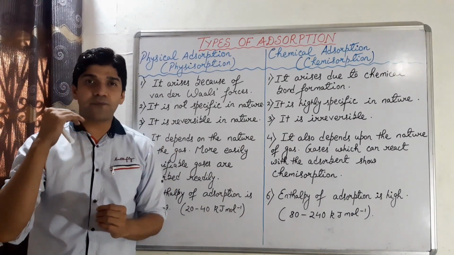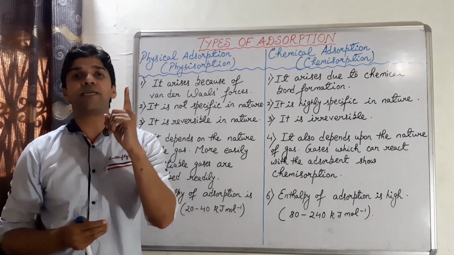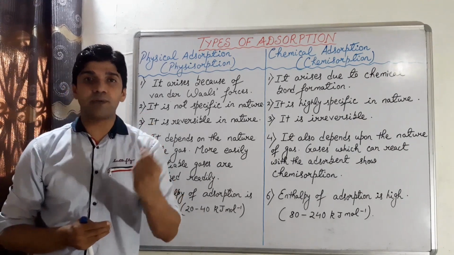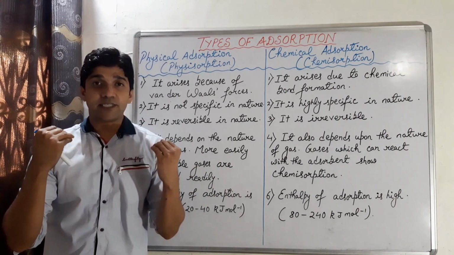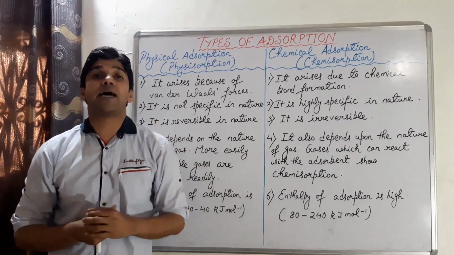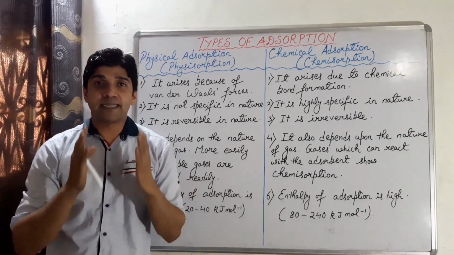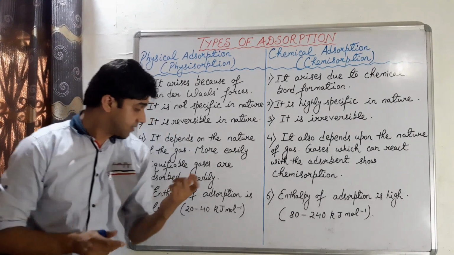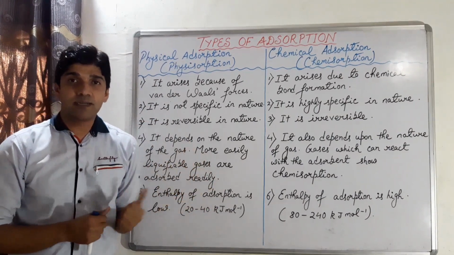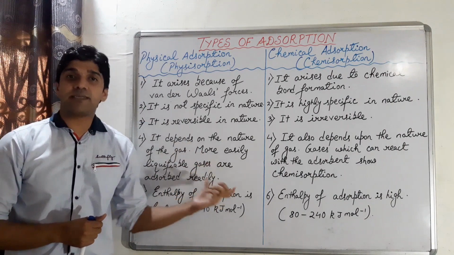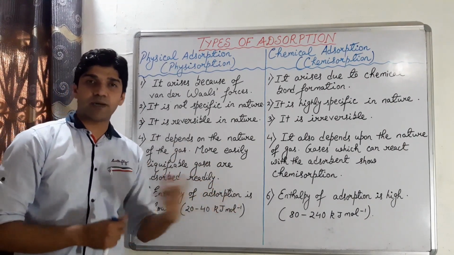The amount of heat energy evolved when 1 mole of the adsorbate is adsorbed on the surface of the adsorbent, that heat energy is called enthalpy of adsorption. So in case of physical adsorption, the enthalpy of adsorption is low. It is of the order of 20 to 40 kilojoule per mole.